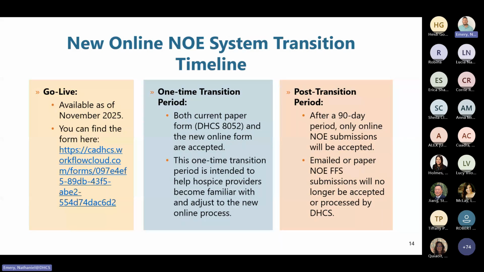And after the 90-day transition period, all NOE submissions must be made using the official online form. Any NOE submitted via email or paper will not be processed. And to protect patient privacy and comply with DACS protected health information policies, all paper or emailed NOEs received after the transition period will be securely destroyed. This ensures that no unprocessed PHI is retained or mishandled.